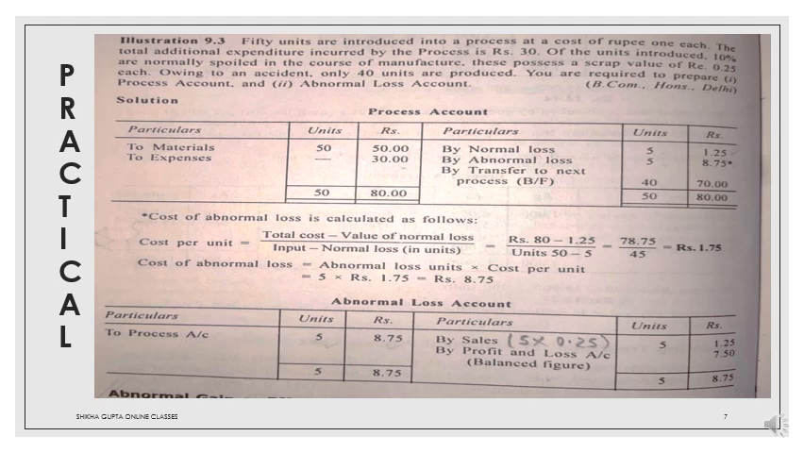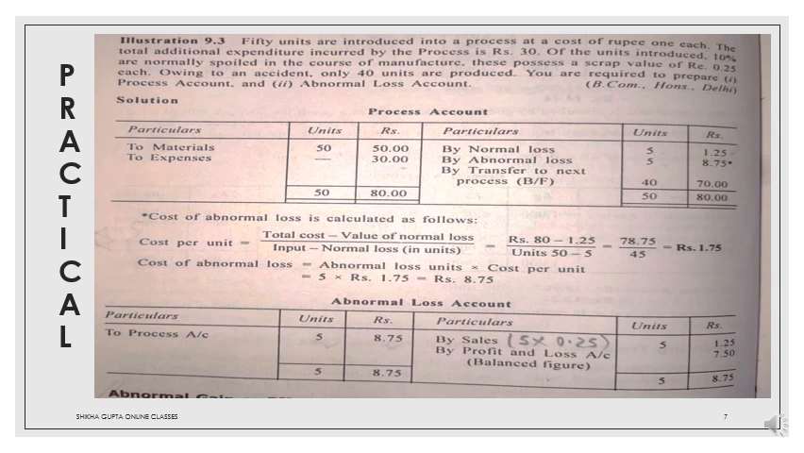यहाँ पे total cost कितनी है? 80 rupees. You can see in the chart. Now minus value of normal loss, which is 1.25, divided by units. Total units produced is 50 minus the normal loss in units, that is 5 units. So the cost per unit is 1.75. Now how much is the abnormal loss in our case? 5 units. So just multiply the 5 units abnormal loss into 1.75 per unit. We'll get 8 rupees 75 paisa of abnormal loss. So we have got the balancing figure, which is 70 rupees.